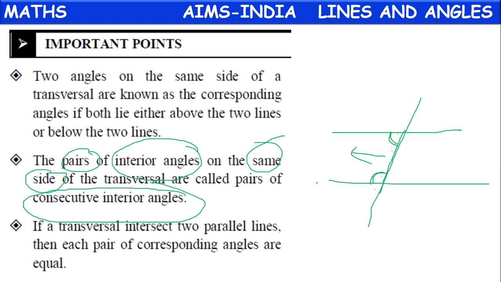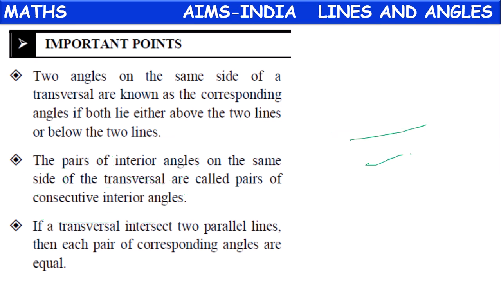Consecutive interior angles. Like this, if we have two lines and this is the transversal, these two are also considered consecutive interior angles because they are lying on the same side, in the interior part of the transversal and parallel lines. So they are consecutive interior angles.